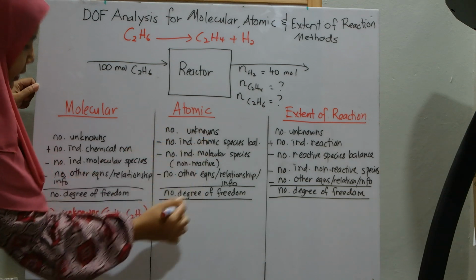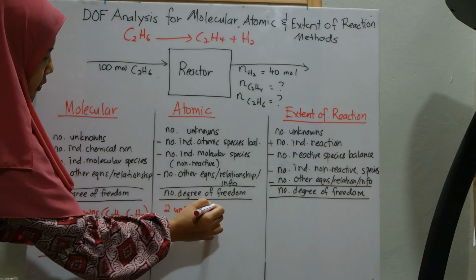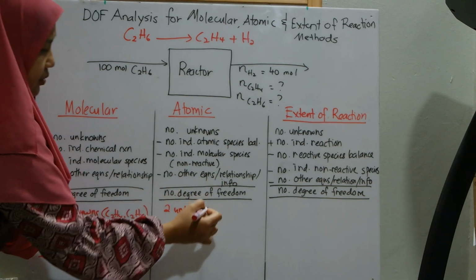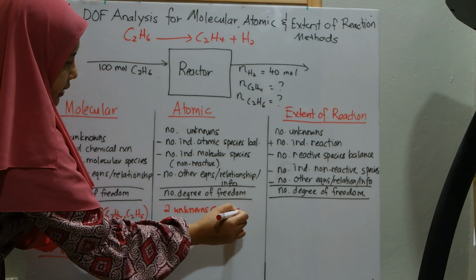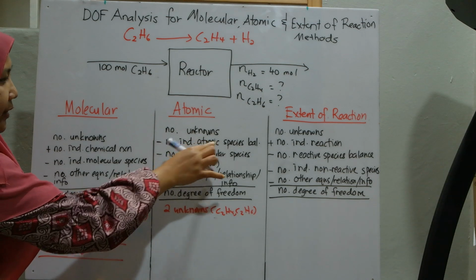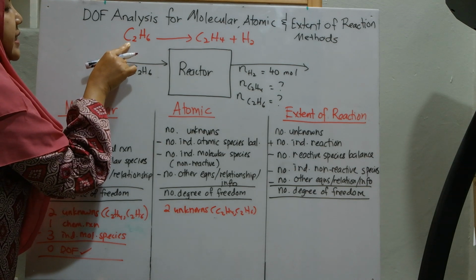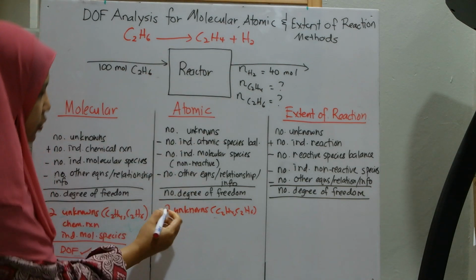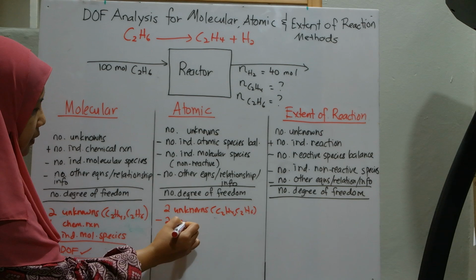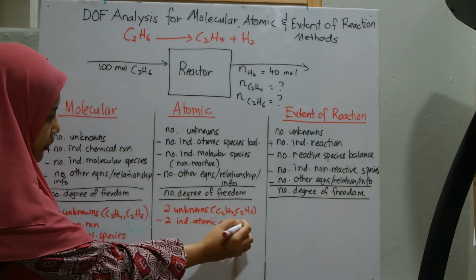Okay, so number of unknowns, similar to this, we have two unknowns, same, right? So two unknowns we know. You know this is the one, and C2H6. Refer to your diagram. Number of independent atomic species: in this reaction, how many types of element do we have? We have only C and H, right? So here, number of independent atomic species means 2, because we only have C and H.